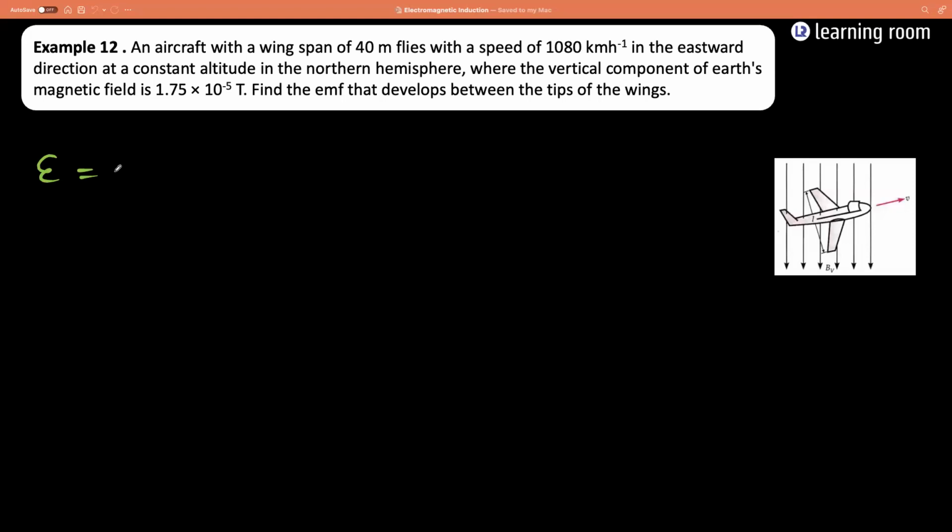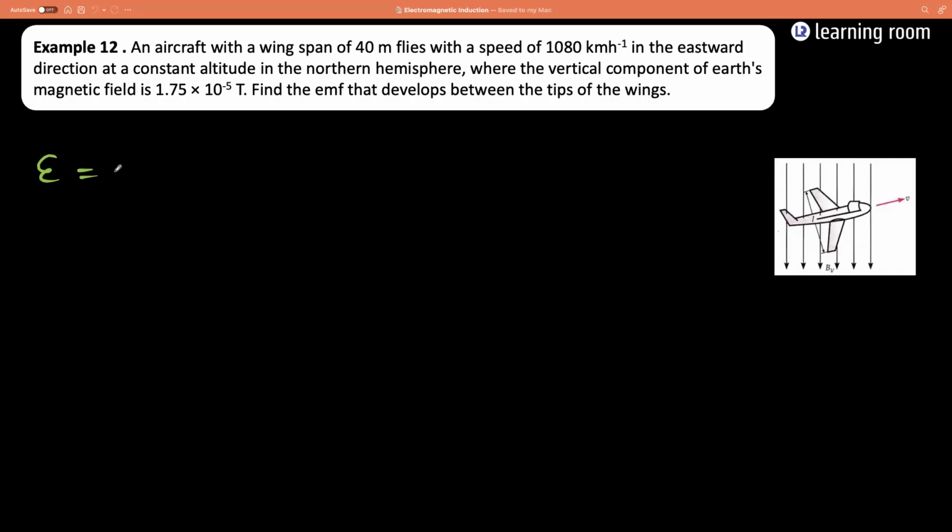So don't make it too complicated. This is an EMF generated due to the motion of the conductor, right? So E will be equal to B into L into V. So B is how much? 1.75 into 10 power minus 5, into length, how much? 40, into speed, how much? 1080 kilometer per hour. So 1080 into 5 by 18 is how much? 300.